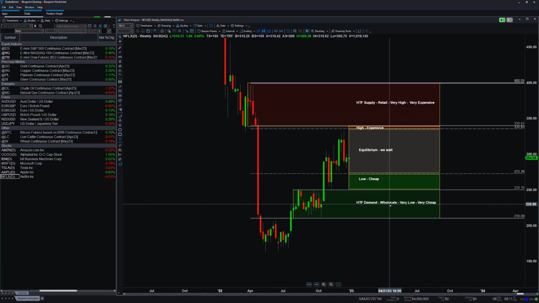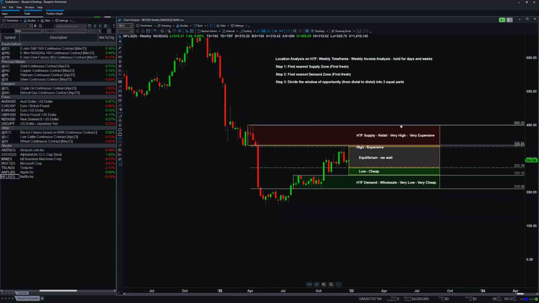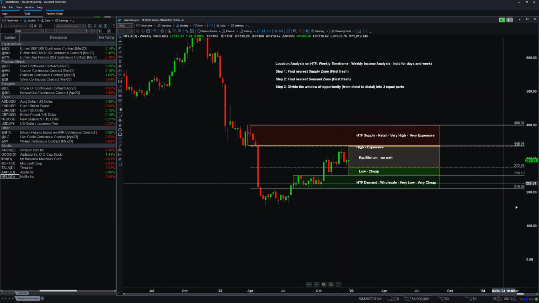So what you perceive as cheap, depending on how long you want to hold something, will depend on your income strategy, your income goal. If you want to hold something for weeks, then you need to look at weekly timeframes. If you just want to hold something for days and less, you can look at dailies. And if you want to hold something for the long run, you gotta look at monthly timeframes. So here we're looking at weekly, a weekly analysis. We've got a window of opportunity.